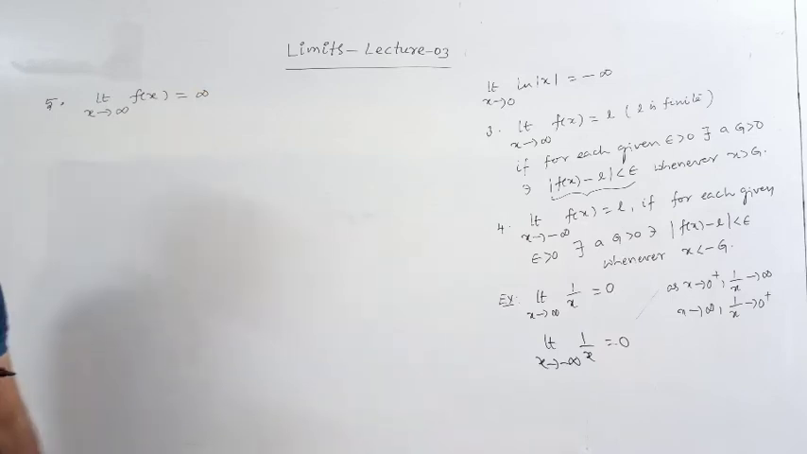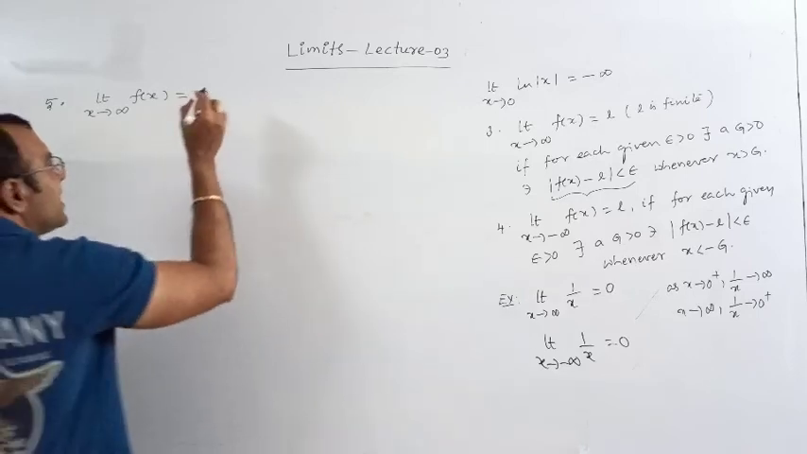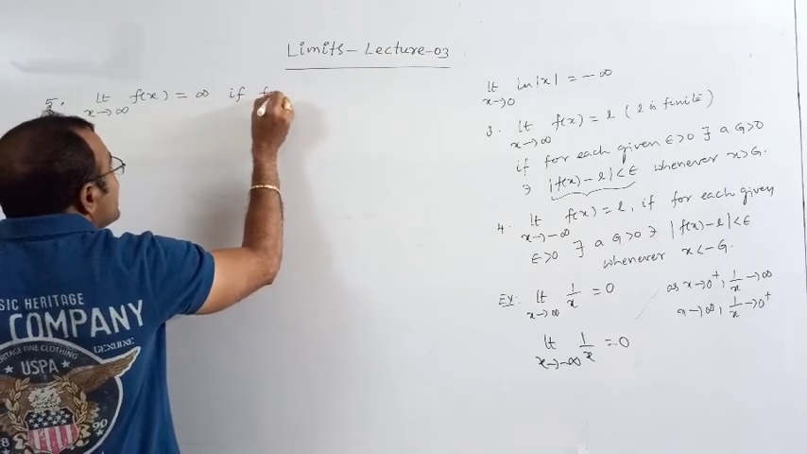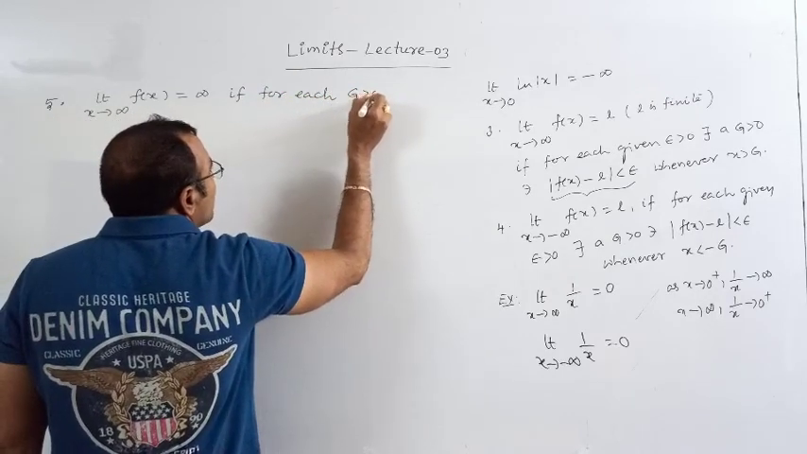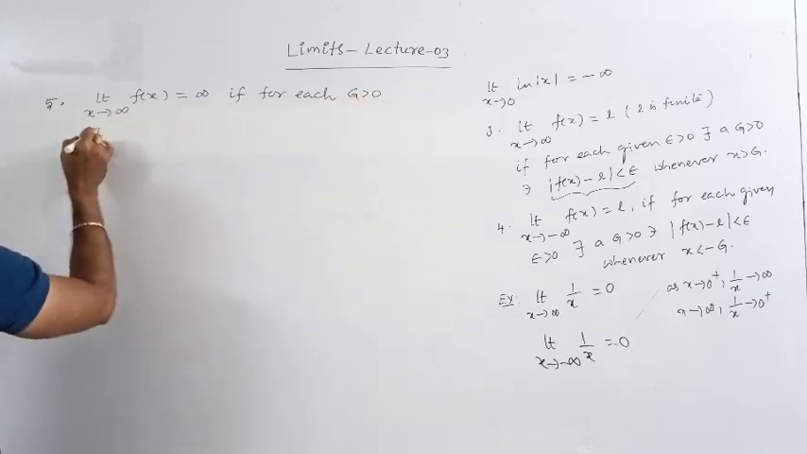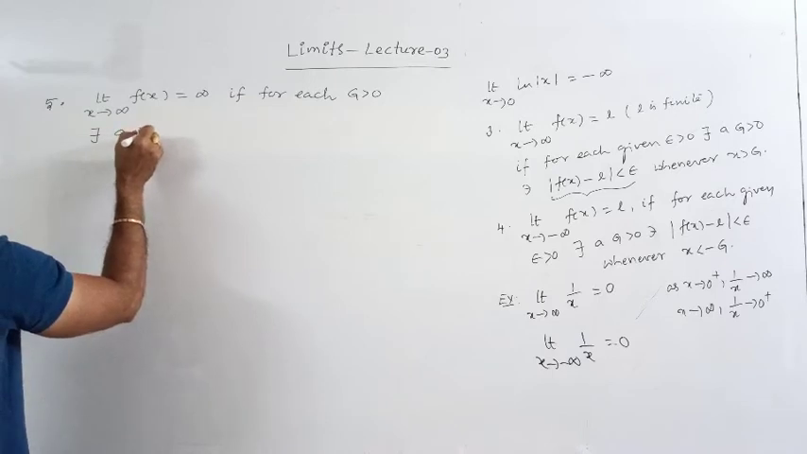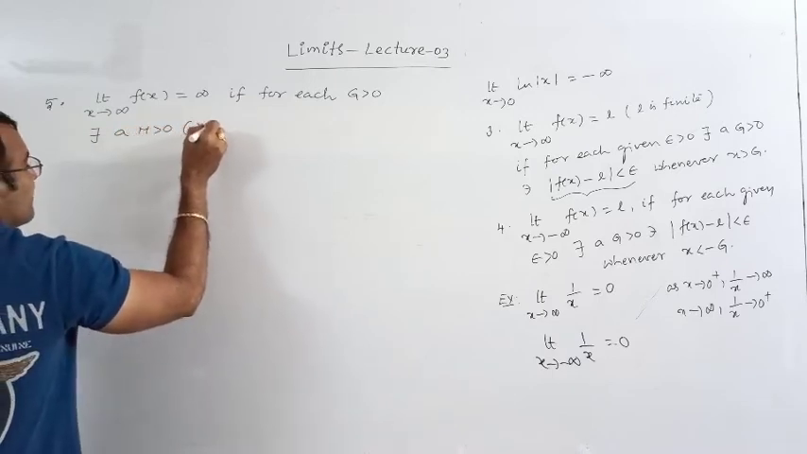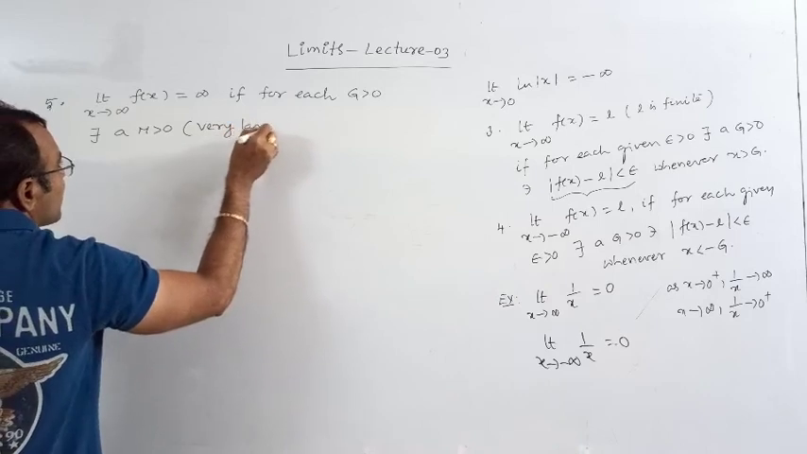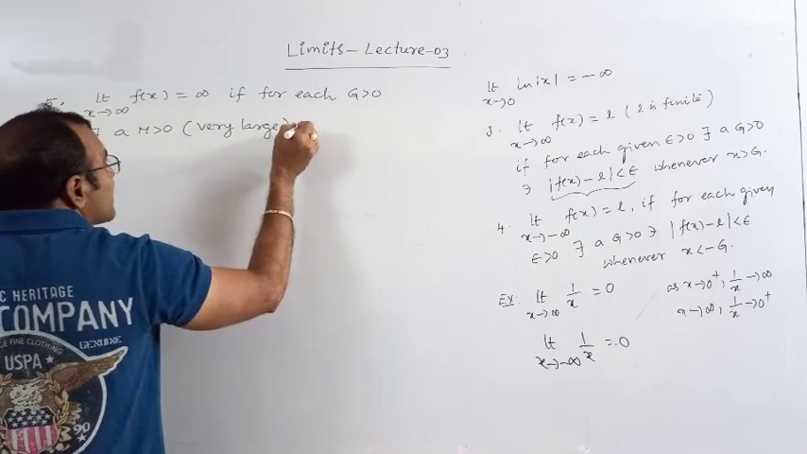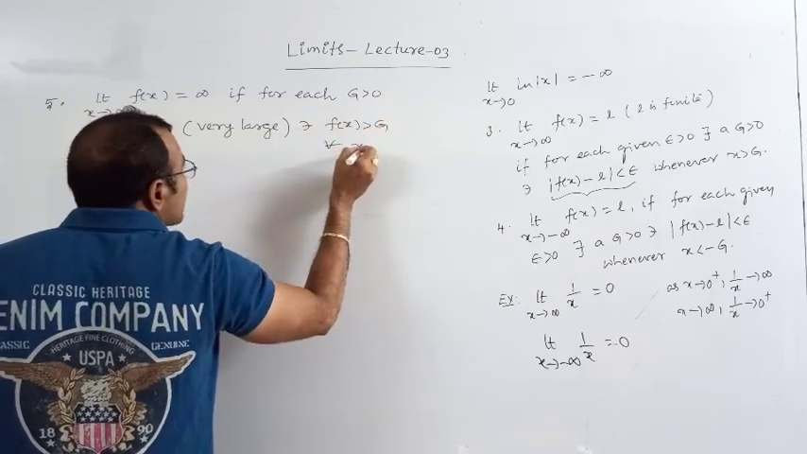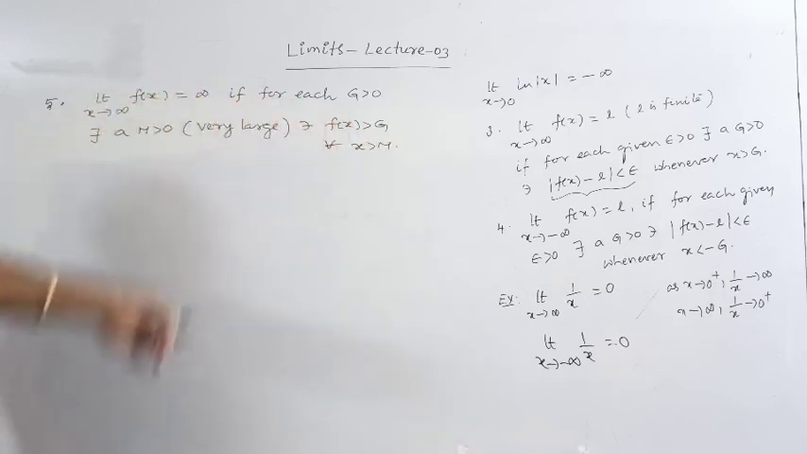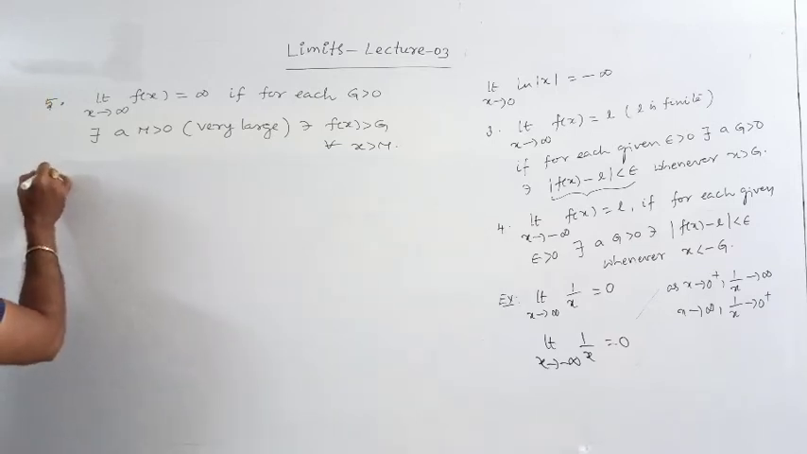Limit x tends to infinity, f of x also tends to infinity if for each g greater than 0 there exists an m greater than 0, very large, right? Because both are large quantities, such that f of x is greater than g, your number, for all x greater than m. Right? Okay.